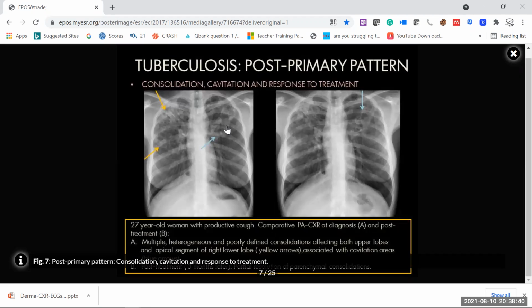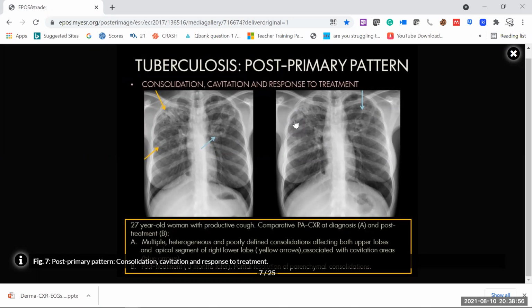So here you can see cavitation is there, consolidation is also there, and after the treatment you will see these are going to get resolved. Of course it will take time, but the cavitation dissolves first, and then lastly the consolidation will subside. If there is a tuberculoma, it will always be there.